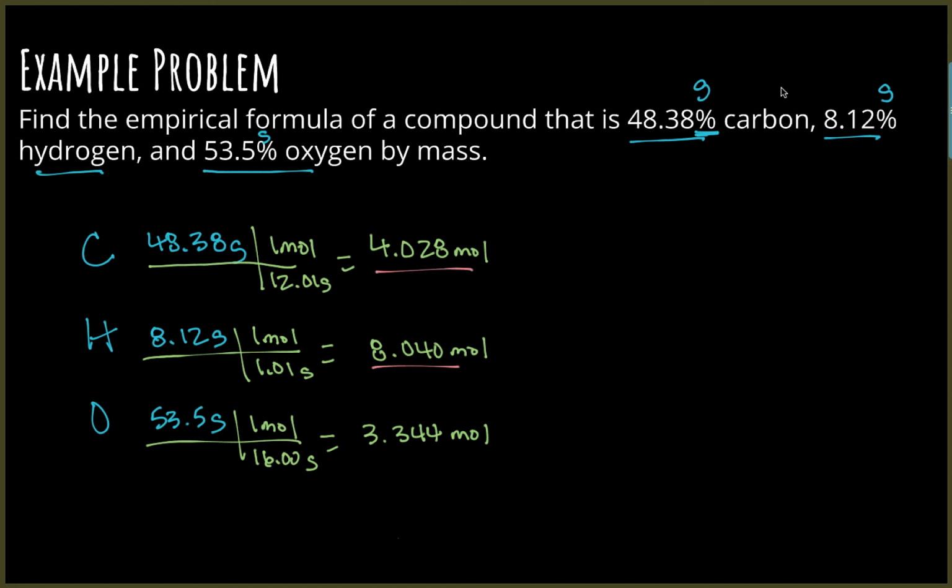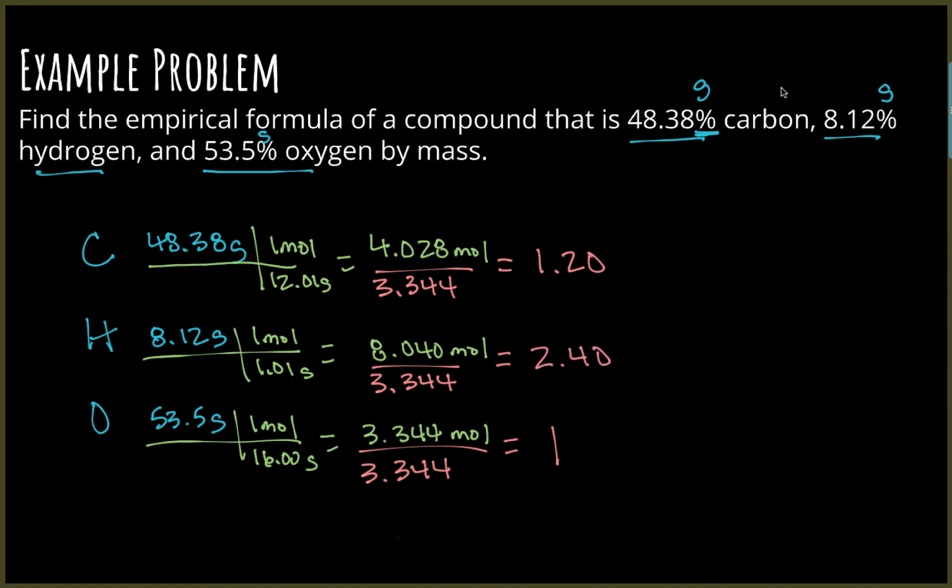All right, next step, divide by the smallest. So I'm going to look at those 3 moles. The smallest is oxygen, so I'm going to divide all 3 of them by oxygen's moles. Because again, looking for the smallest whole number ratio. Okay, so I know this is going to give me 1. If I take 4.028 divided by the 3.344, it gives me 1.20. This one gives me 2.40.